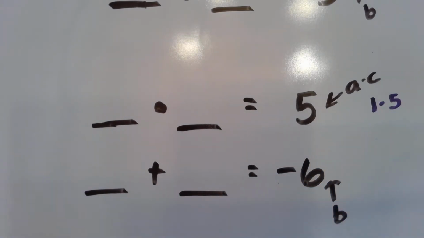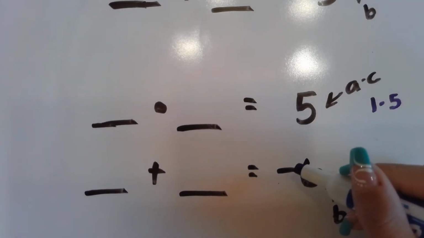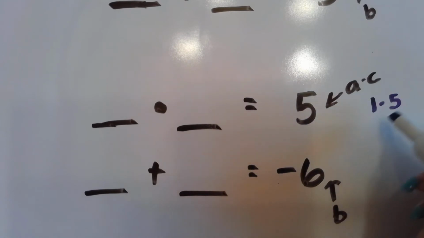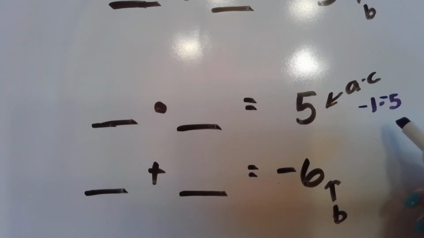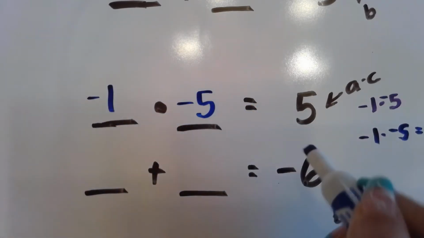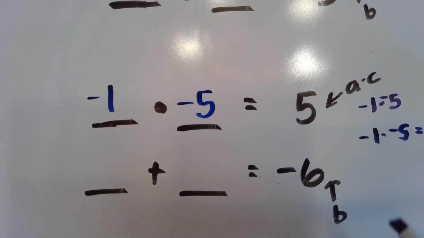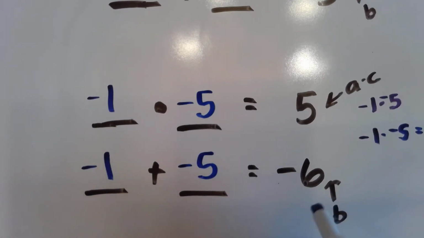What I like to do is think about, all right, if we know that there's a negative here, then there's going to be a negative somewhere in here. And actually, both of them are going to be negative, because -1 times -5, negative times negative, is a positive 5. So that works. -1 times -5 is a positive 5. And -1 plus -5 gives us a -6.